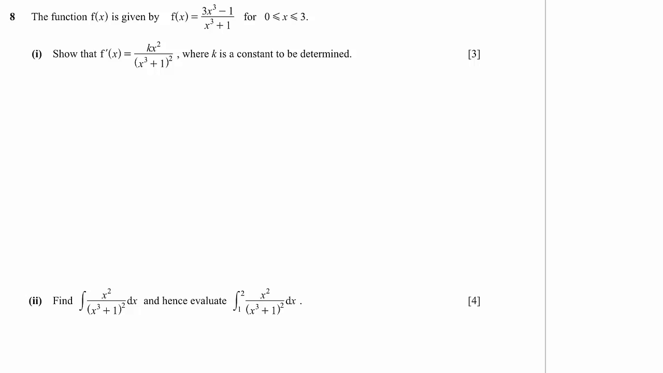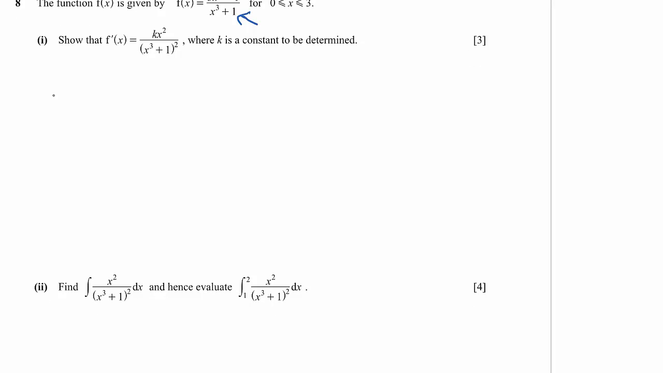The function f of x is given by f of x equals 3x cubed minus 1 over x cubed plus 1, for values of x between 0 and 3. We want to show that f dash x can be written in this form, where k is a constant to be determined. So if we look at this expression up here, it's a quotient.